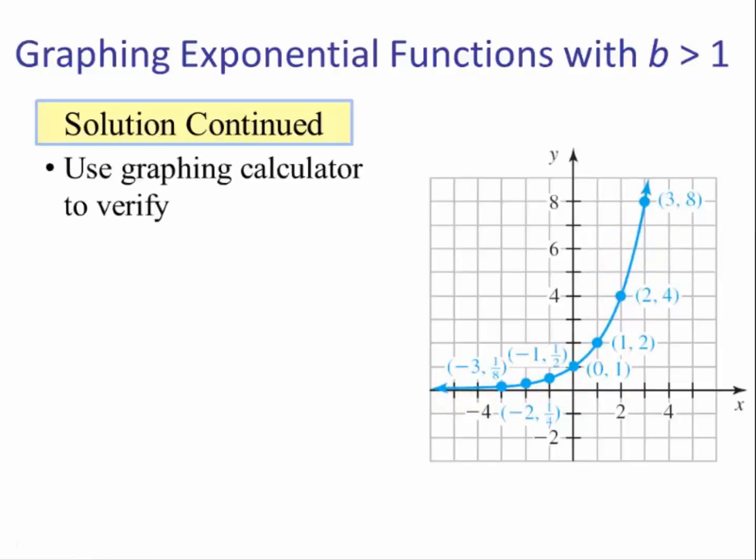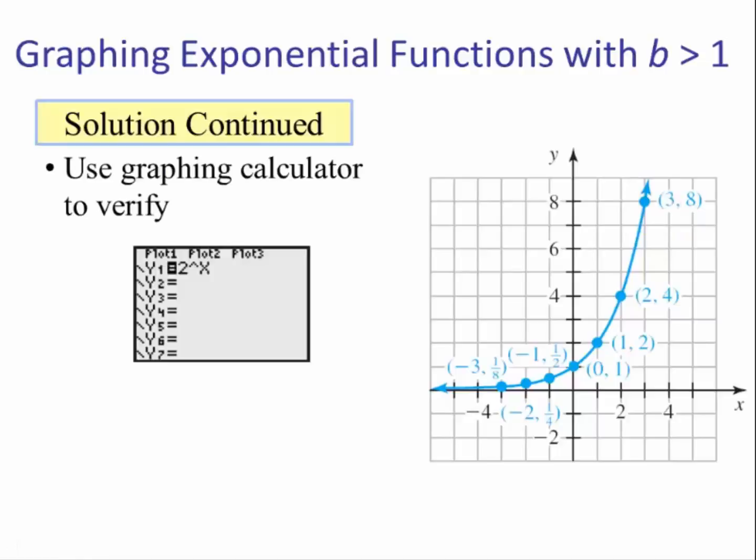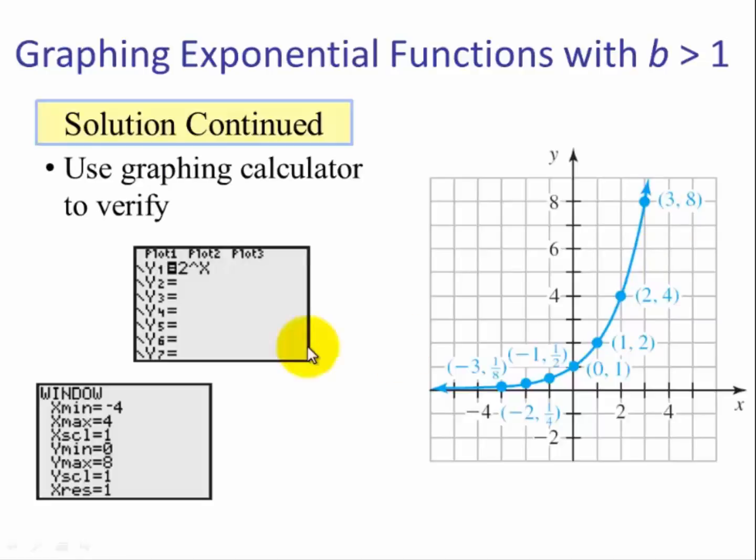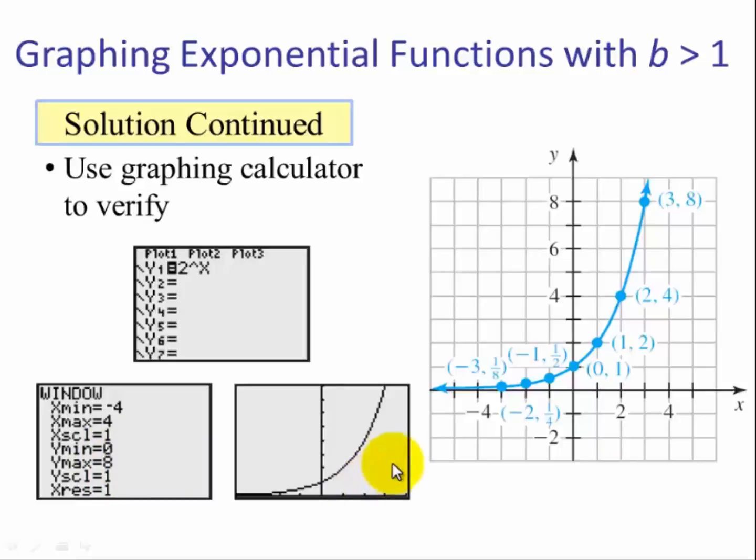To verify this using a graphing calculator, we type in the equation in y1. If we hit window, we have x min to be -4 to 4, and then y min to be 0 to 8. We get the following graph. So these look the same.